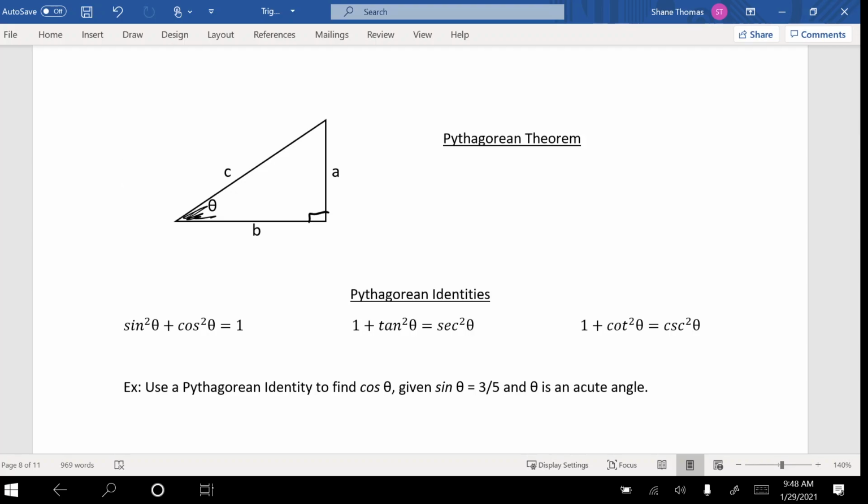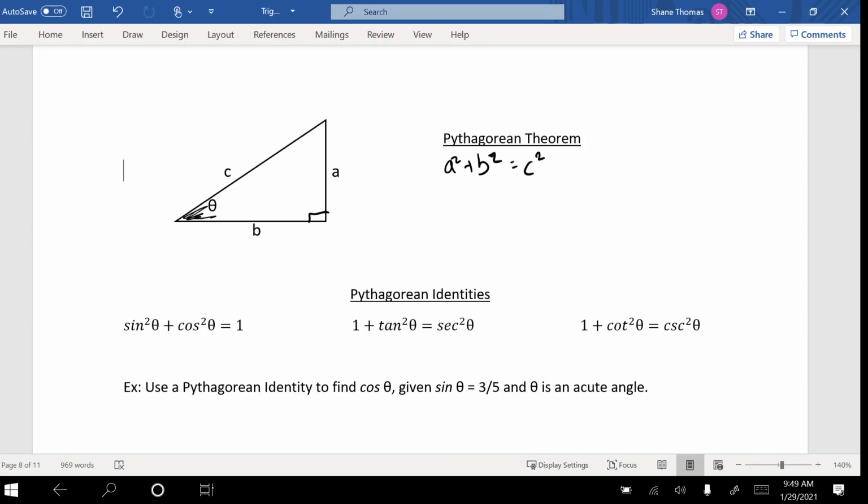I have that triangle drawn there, and I put A, B, C on it, and a reference angle that we're going to use here. But the Pythagorean theorem, who can tell me what it is? Anybody? There we go. A squared plus B squared equals C squared. Probably one of the most common theorems from your high school math career. A squared plus B squared equals C squared, or leg squared plus leg squared equals hypotenuse squared.